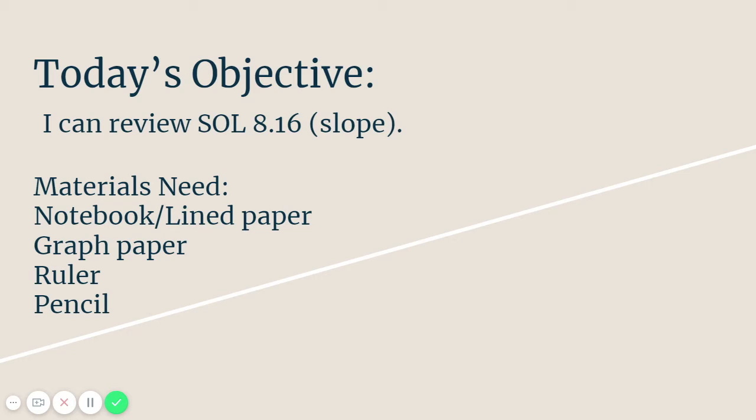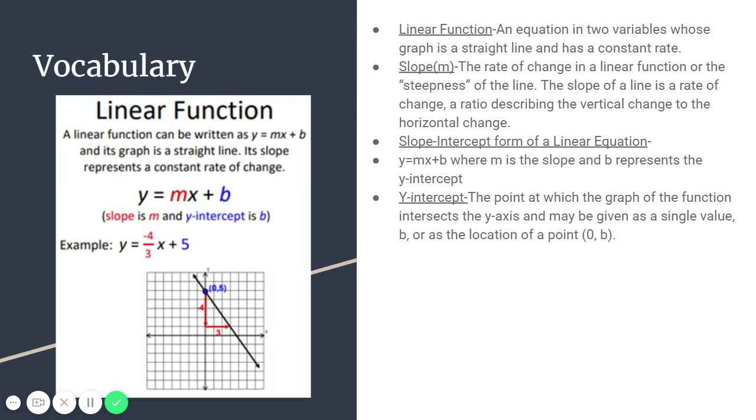Today's objective: I can review SOL 8.16, which is dealing with slope. Materials needed: notebook or lined paper, graph paper, ruler, and pencil. Vocabulary terms that we have been going over this week are as follows: linear function, slope, slope-intercept form of a linear equation, and y-intercept.